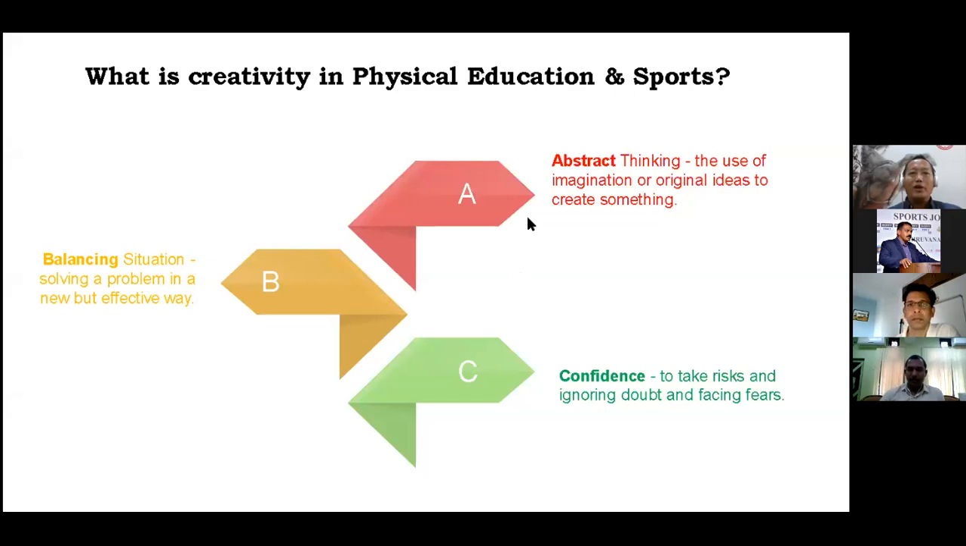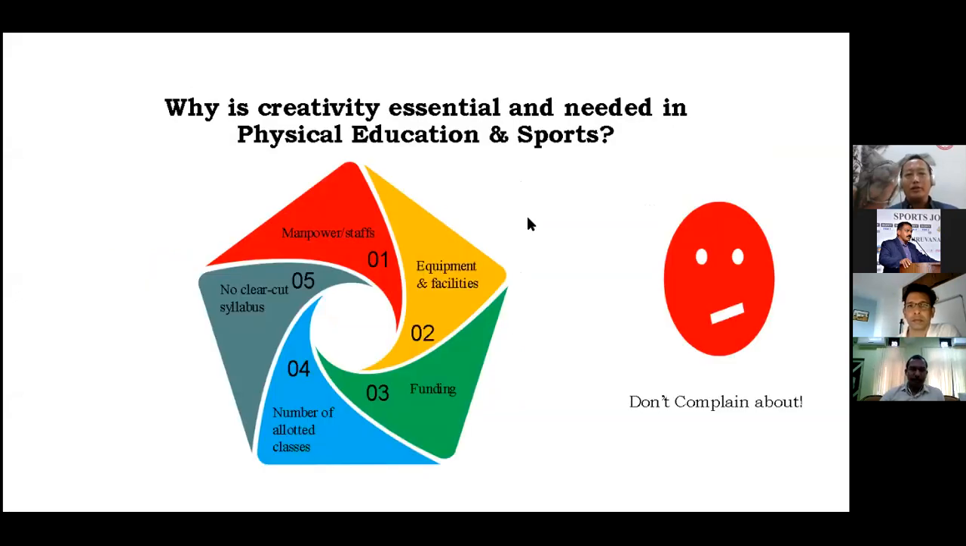Coming to why creativity is essential and needed in physical education and sports. Dear friends, I would like to stress one thing. If you look at the school setup, especially let it be government, private, or international school setup, what you will find is physical education is one department where it seems almost everything is lacking, right? You find everything is lacking in the physical education department.